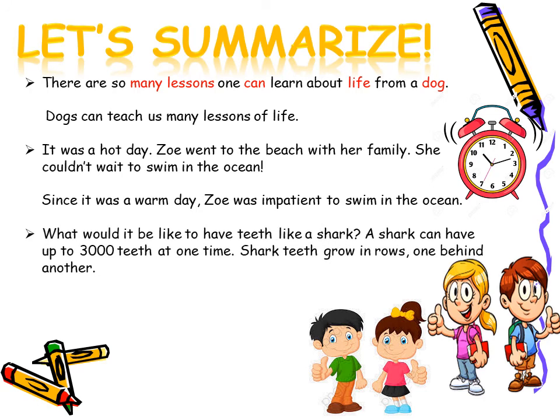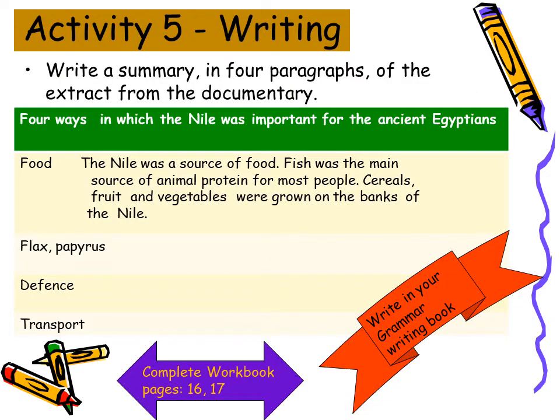Next, what would it be like to have teeth like a shark? A shark can have up to 3,000 teeth at one time. Shark teeth grow in rows, one behind another. Now it's time for you to structure to summarize these sentences. Sharks have nearly 3,000 teeth that are grown in rows. Well, so now you know how to summarize the lesson.